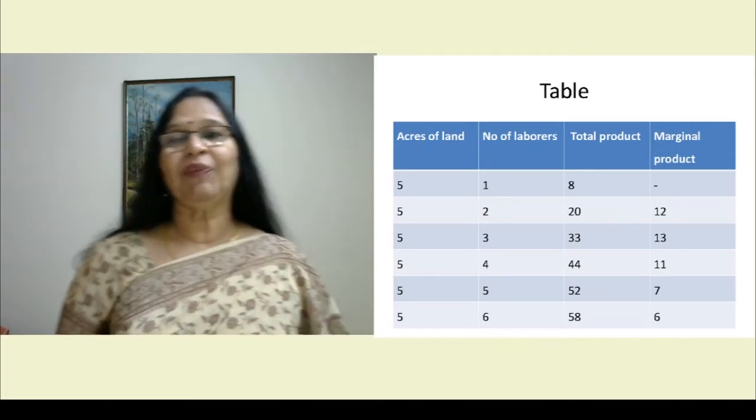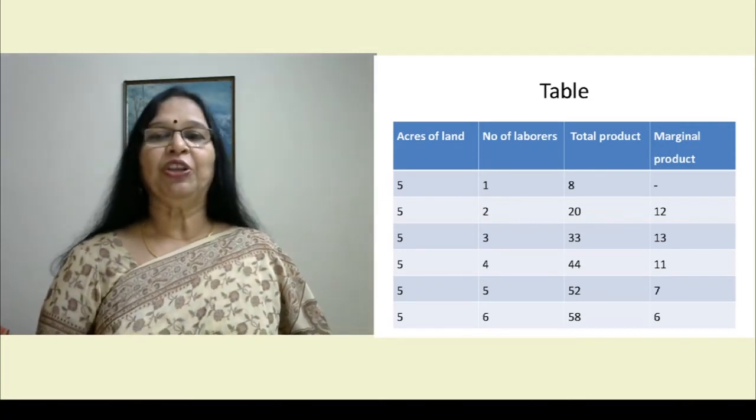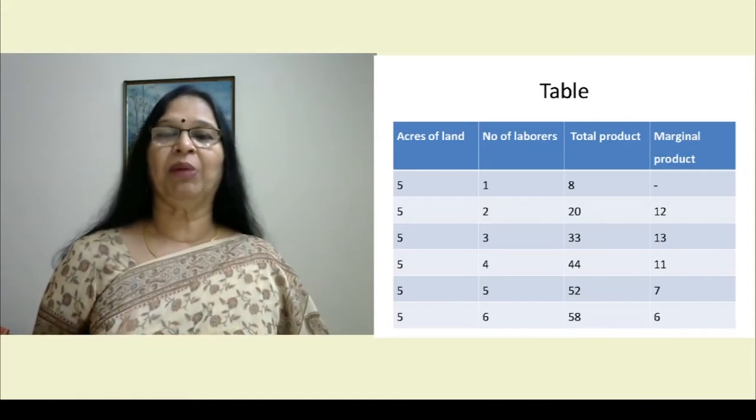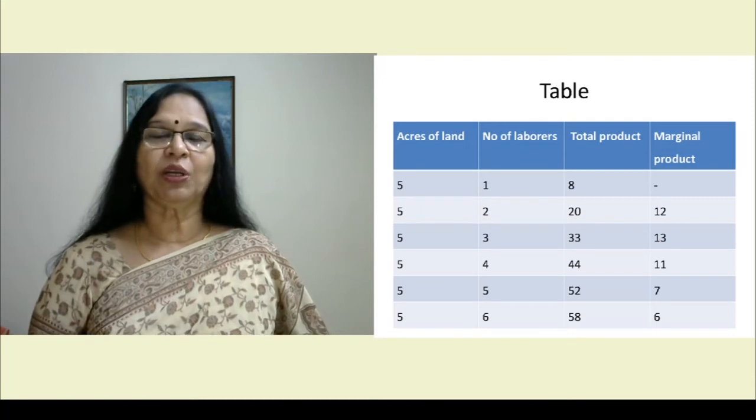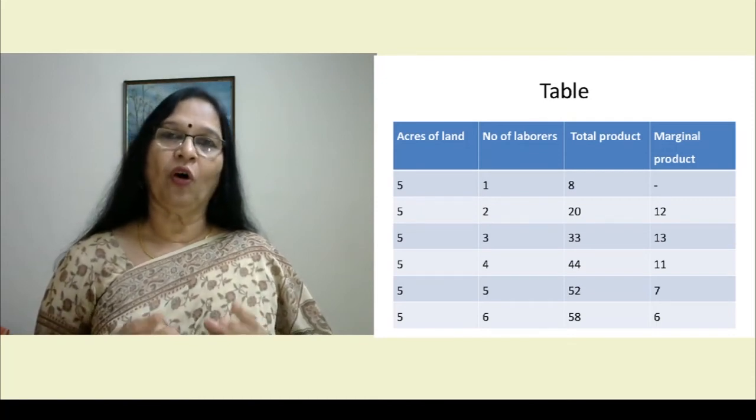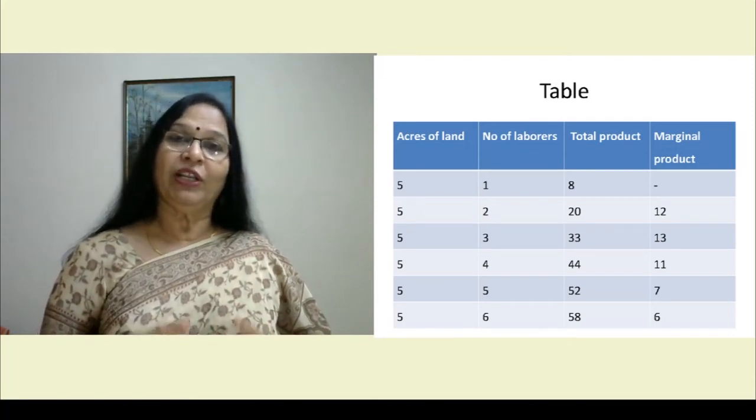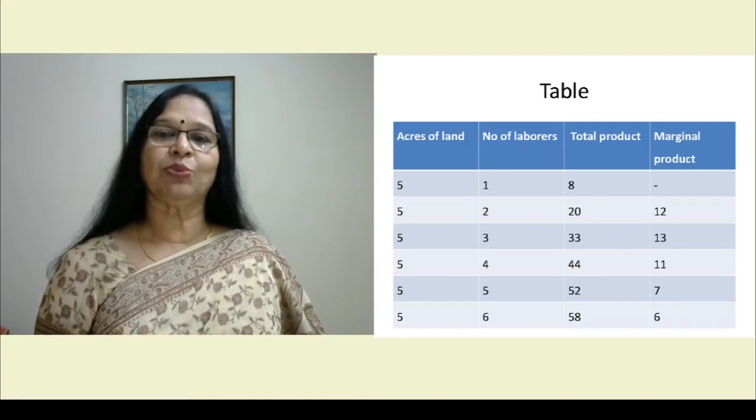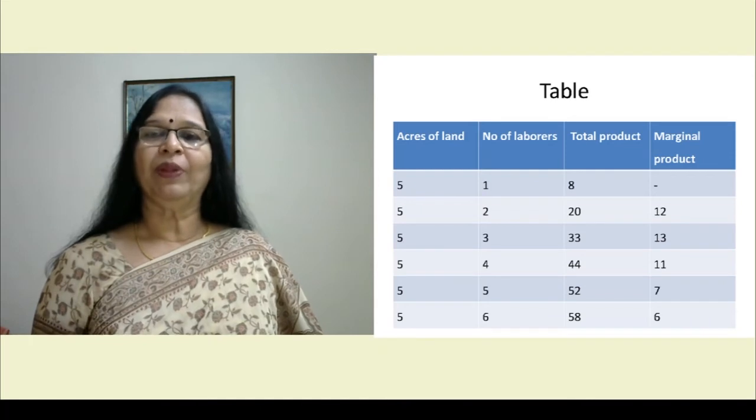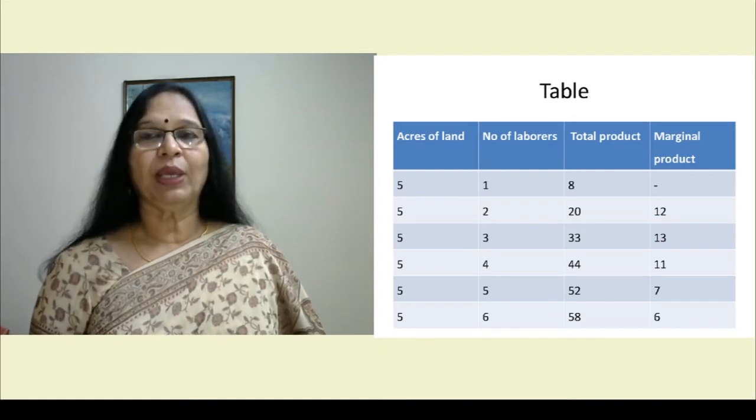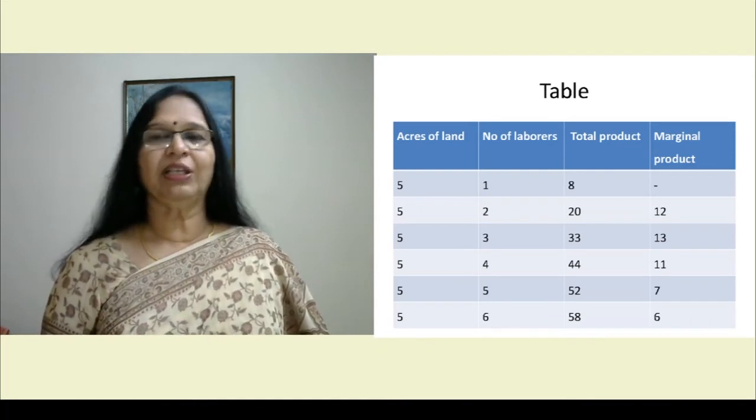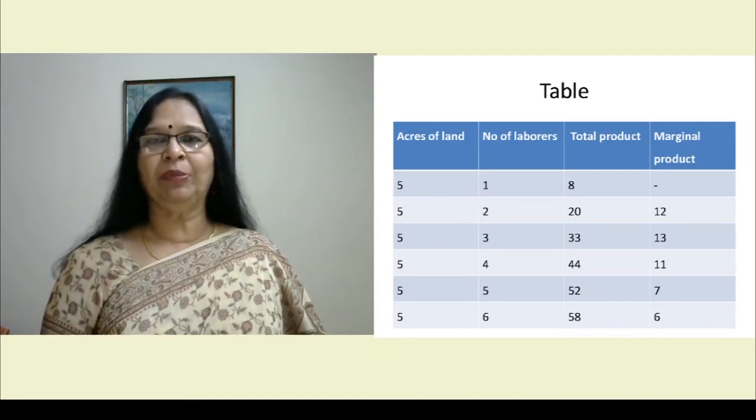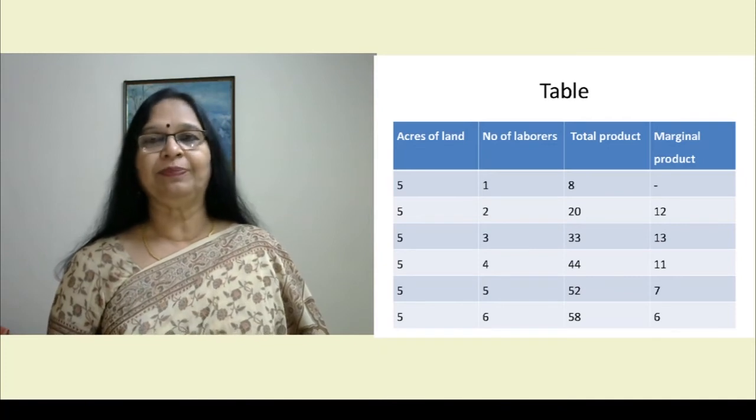Now you may ask me, where is this diminishing returns happening? You must now distinguish between two terms here: total product and marginal product. What is a total product? It is an addition of all the units that are produced with different combinations of workers and land. So if you have 6 workers working on a 5 acre land, then the output is 58. So they did not talk about negative returns. They assumed that when more and more workers are put, the returns will diminish, but not necessarily become negative.